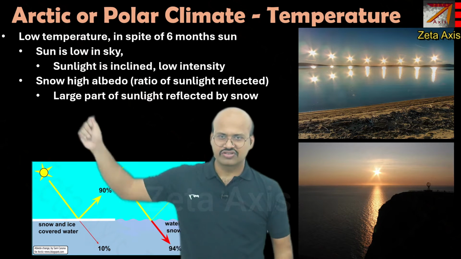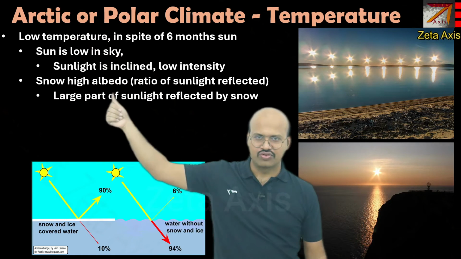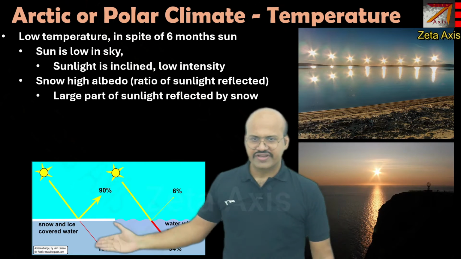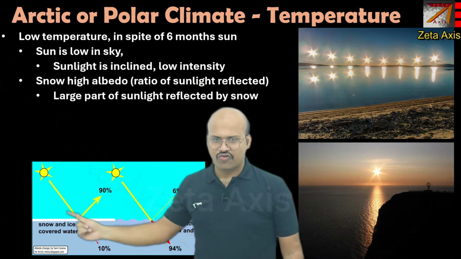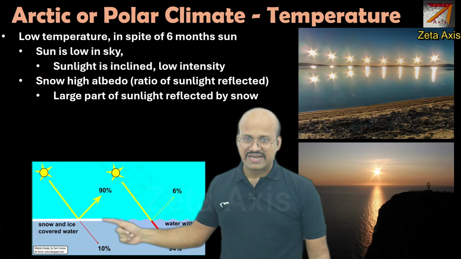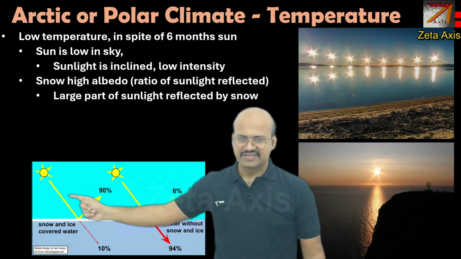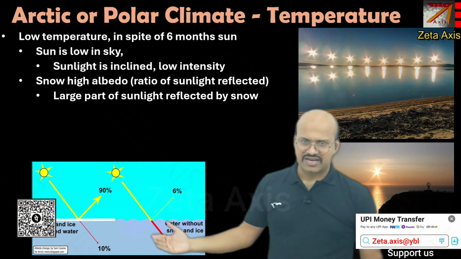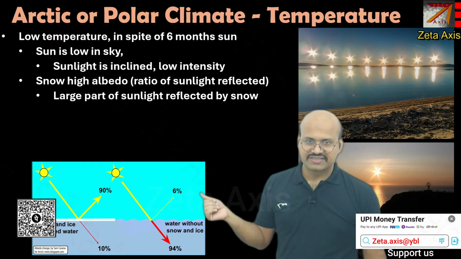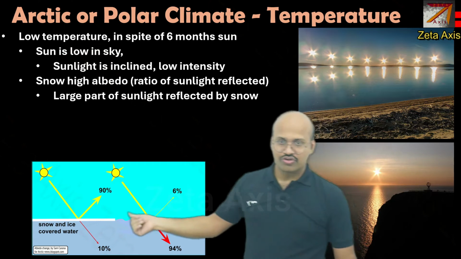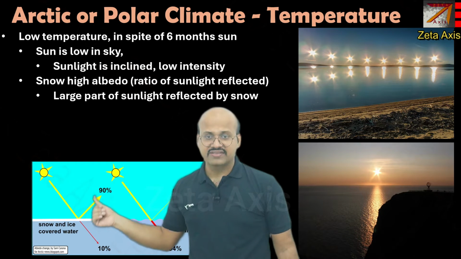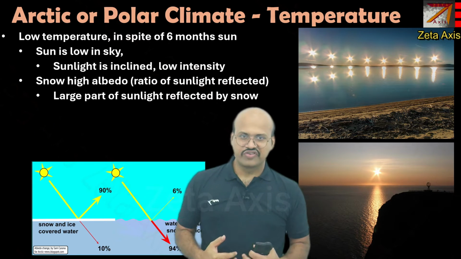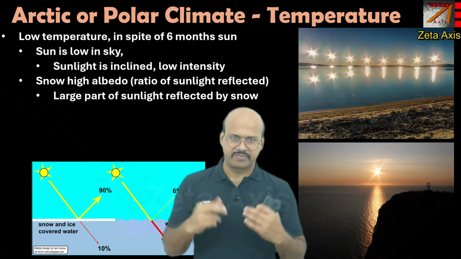Another important cause is that snow has high albedo. Albedo means the ratio of sunlight which is reflected. So here we can see that of the sun's rays falling on snow, 90% of this sunlight is reflected. And if the same sunlight falls on water, we see only 6% is reflected. So the snow over here has very high albedo. Therefore, most of the sunlight which reaches here is reflected back.